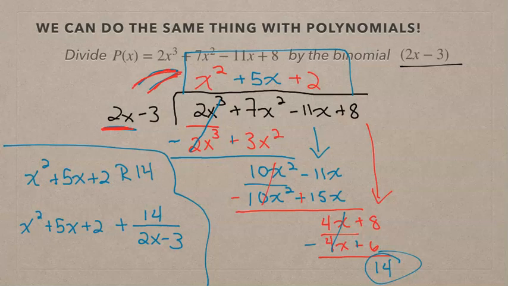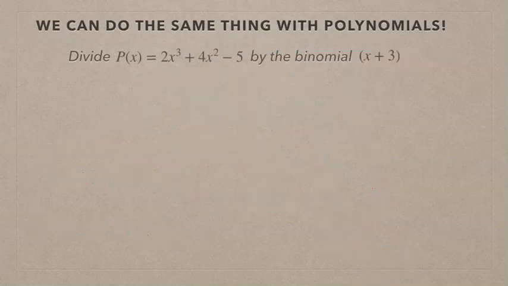Okay, let's look at one more example. I want to divide this polynomial by the binomial x plus 3. So something to note is we are always looking at degrees when we're dividing. So this has a degree of 3. If this has a degree of 3, I need my exponents to fall in line. So I need to go 3, 2, 1, 0. But I am missing the linear term, the term that has a degree of 1. So I'm going to need to account for that.